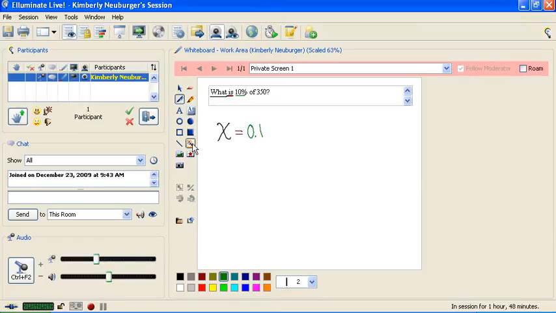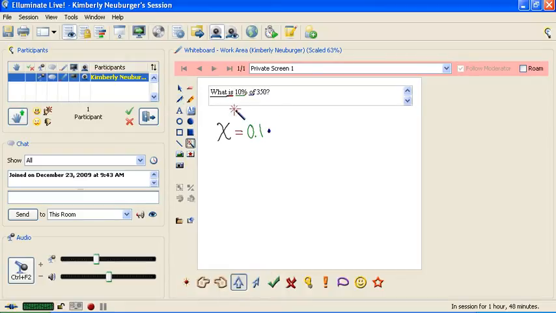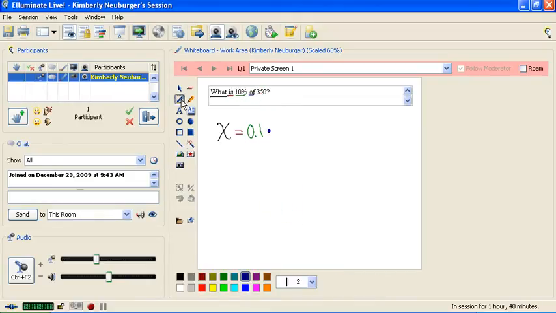Then the next thing that we come to in this is the word of. And if you'll remember, the of, when we look at it mathematically, is multiply. So I'm going to put a dot down for multiply. And then the final thing in the sentence is 350. So I'm going to go ahead and write down our 350 to correspond with that.